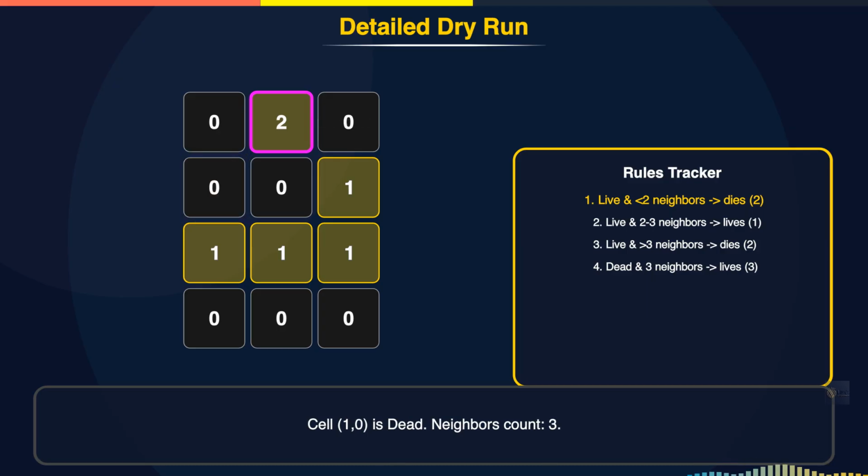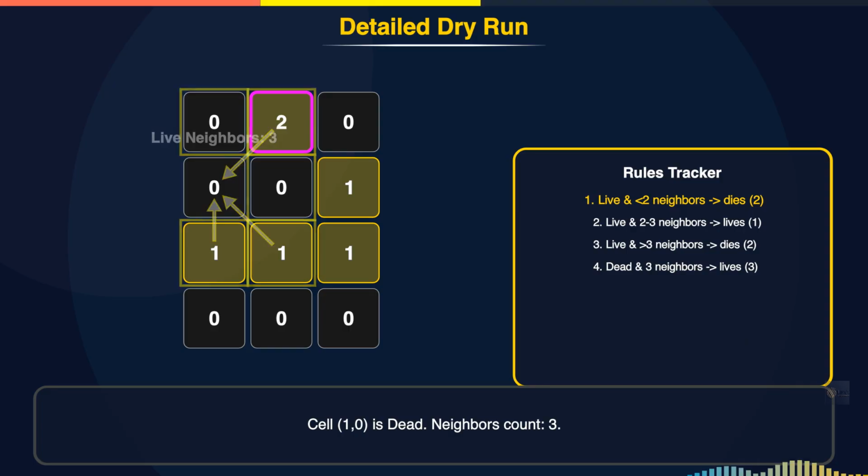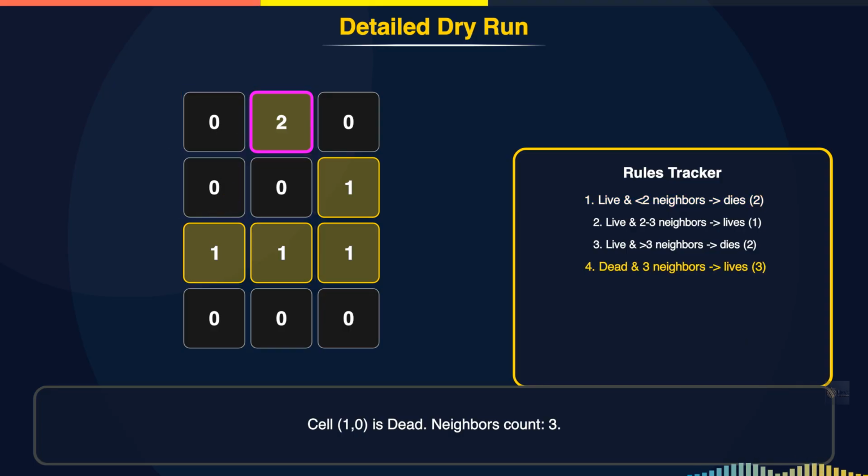Now, focus on row 1, column 0. This cell is currently dead. But look at its neighbors, 0, 1, 2, 0, and 2, 1 are all live. With exactly 3 neighbors, this cell will come to life. We mark it as 3.